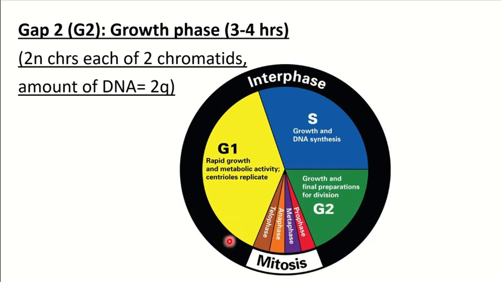Now if we want to add up all the phases of interphase, the duration of G1 phase is 8 to 12 hours. For S phase, it is 5 to 6 hours. And for G2 phase, it is 3 to 4 hours. So the total duration of interphase is about 16 to 22 hours. Look, it is 16 to 22 hours, whereas for mitosis, it is only 1 hour.